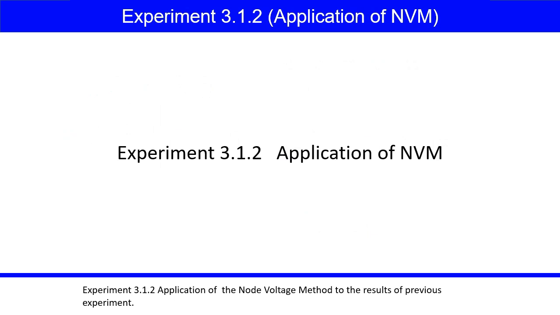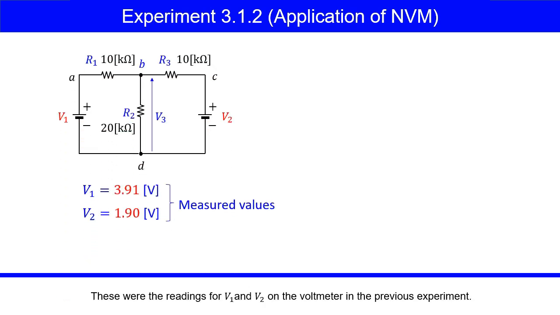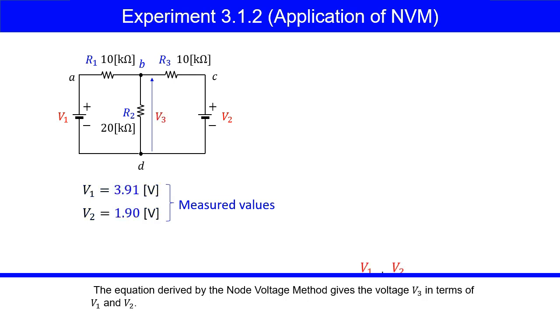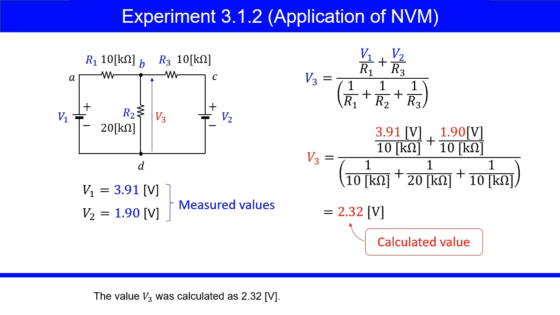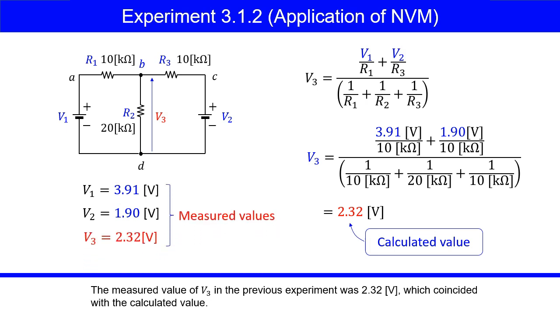Experiment 3.1.2, Application of the node voltage method to the results of the previous experiment. These were the readings for V1 and V2 on the voltmeter in the previous experiment. The equation derived by the node voltage method gives the voltage V3 in terms of V1 and V2. And the value of V3 was calculated as 2.32 volts. The measured value of V3 in the previous experiment was 2.32 volts, which coincided with the calculated value.